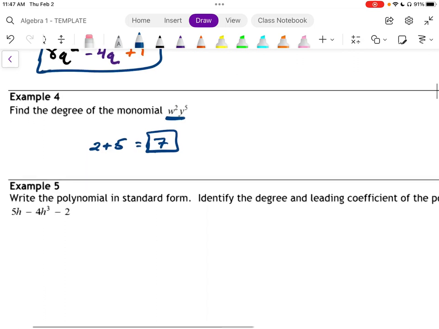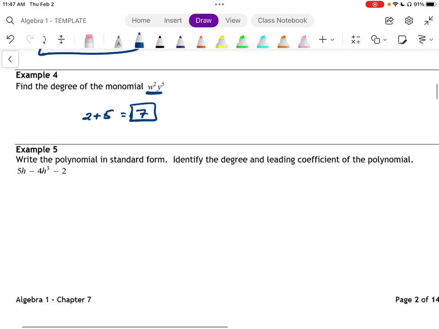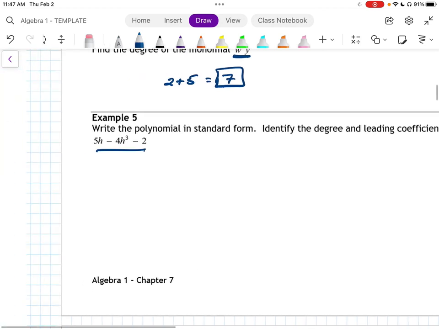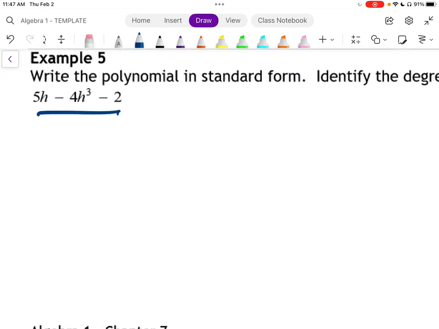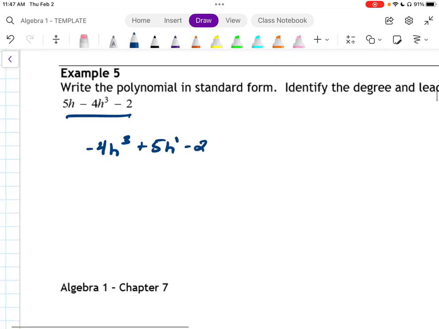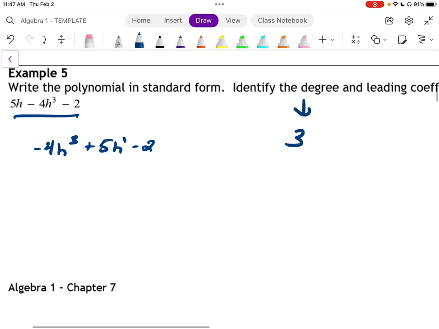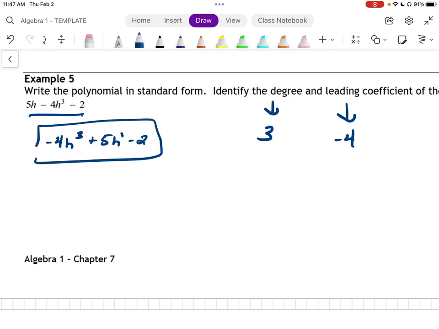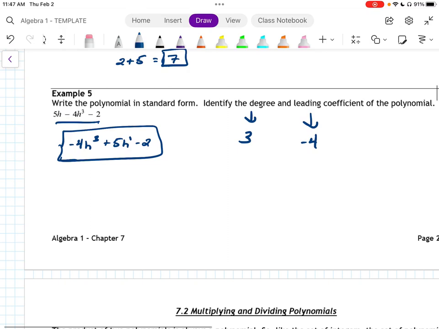All right, example 5. This is similar to a problem we did, I think, on the front page. We're going to write it in standard form, and then we're going to identify the degree and the leading coefficient. So writing this in standard form just means putting the exponents in order. So I'll say negative 4h cubed. That's the biggest exponent. And then I have my plus 5h. And then lastly, I have my negative 2, and it has no exponent, right? This h, we always remember there's a little invisible 1 there, right? The understood 1. So now this is in standard form. The degree is just the biggest exponent, that is 3. And the leading coefficient is negative 4. And there we go.